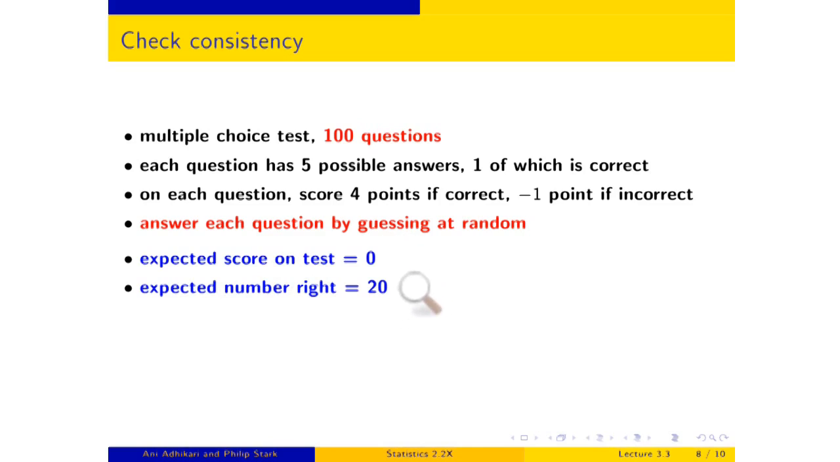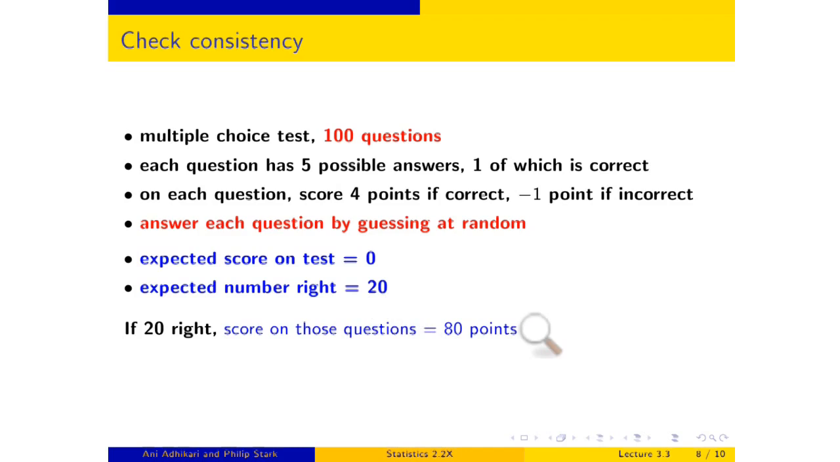Well, let's check that. If you get 20 questions right, then what are you scoring on those questions? Well, for every question right, you're getting 4 points. So for the 20 questions you get right, you expect to get 80 points. Is that your score on the test?